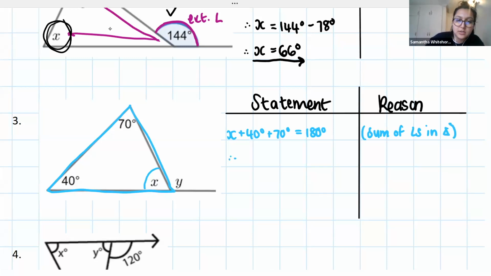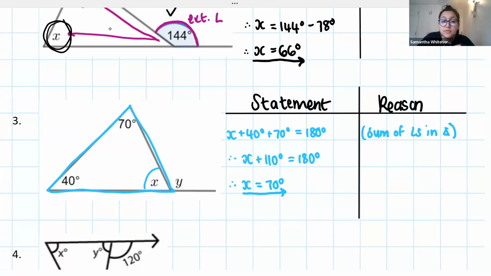40 and 70 are like terms, so I'm just going to add them together, giving me 110 degrees is equal to 180. And if I subtract 110 on both sides, I get that x is equal to 70 degrees.